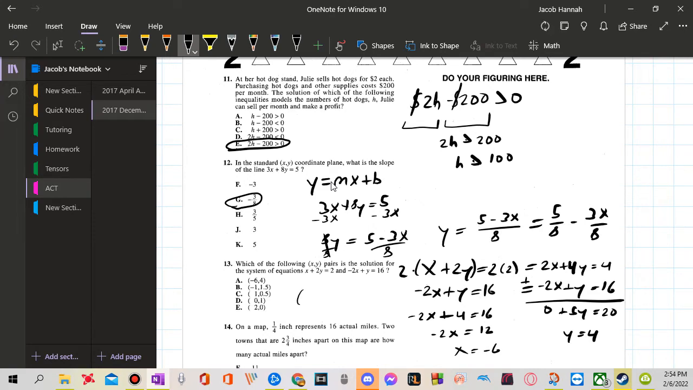So we have our x, which is negative 6, and our y, which is 4. So it's A. Cool.